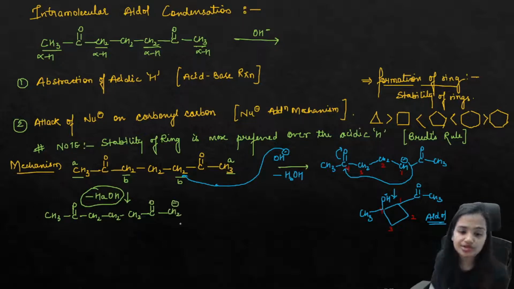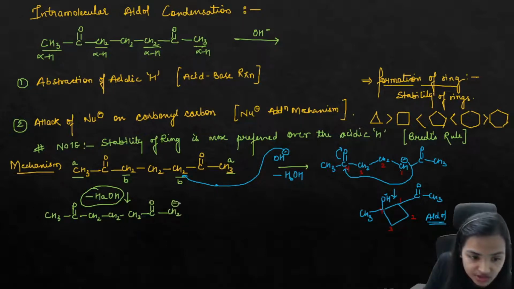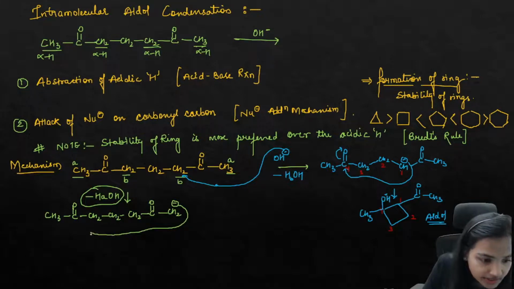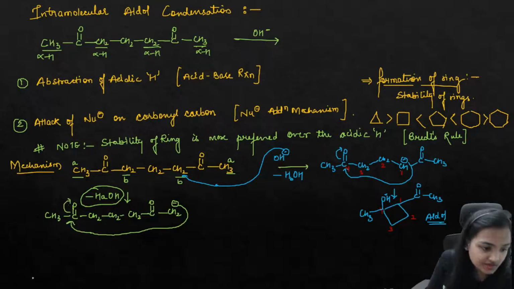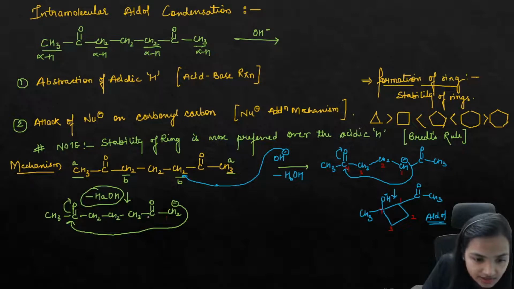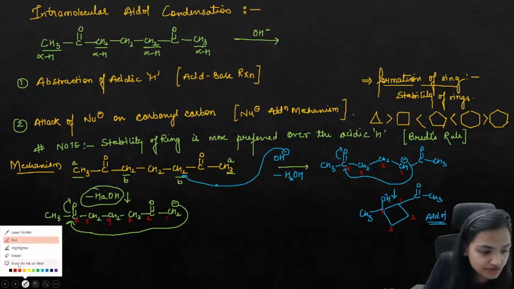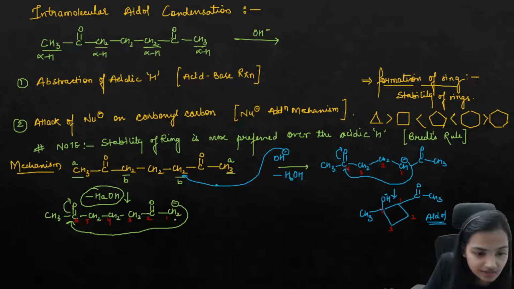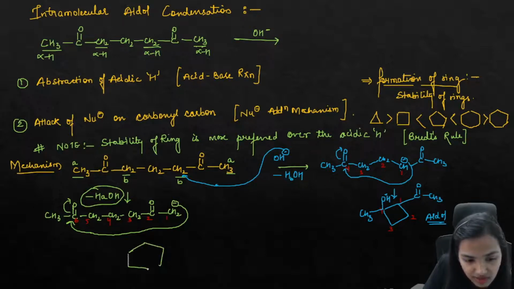This is your conjugate base, and this will be acting as a nucleophile. It will try to attack this carbonyl center, and the bond will be broken in such a way. If you count the number of carbons, you will find this is 1, 2, 3, 4, 5 and 6. These are the 6 carbons. So just form a ring of 6 carbons. Ultimately the 1 is forming a bond with the 6, so we will be getting a 6 membered ring.